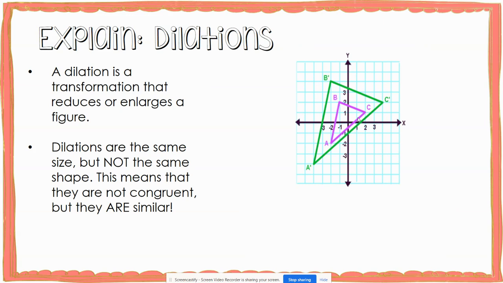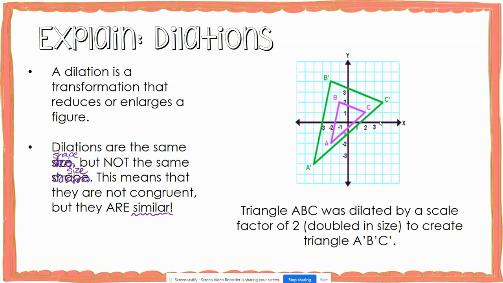A dilation is a transformation that reduces or enlarges a figure. Dilations are the same shape, but not the same size. This means that they are not going to be congruent, but they are going to be what we call similar. And that's because each side length of a dilated figure is going to have been enlarged or reduced at the same rate.